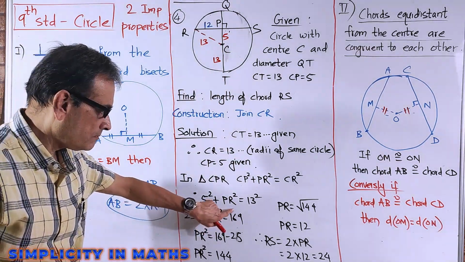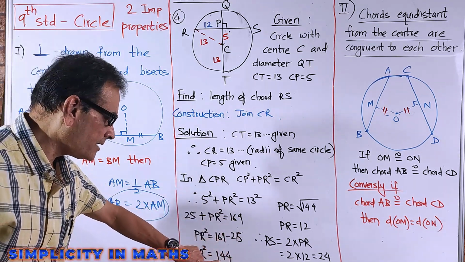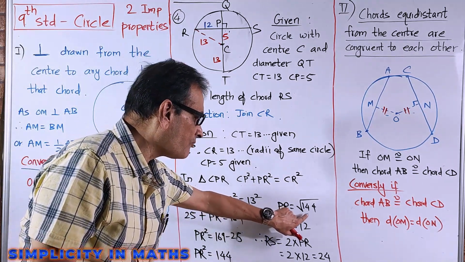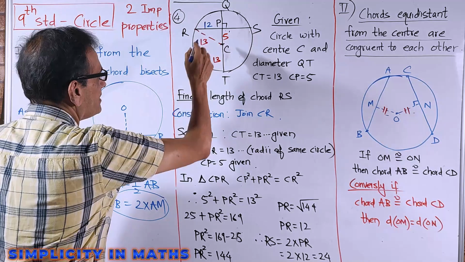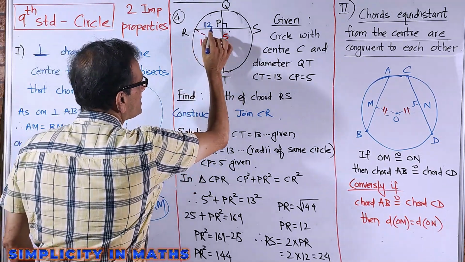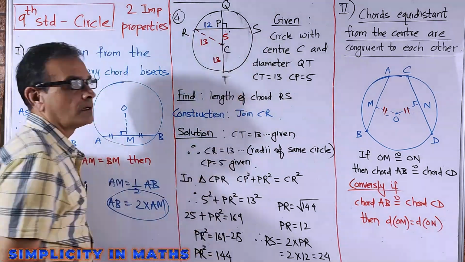Pythagoras: 169 minus 25, you got 144. Square root, the root of 144 is 12. Now when PR is 12, I told you that sometimes from the smaller chord you have to go to the bigger chord. From the smaller segment you have to go to the bigger segment.